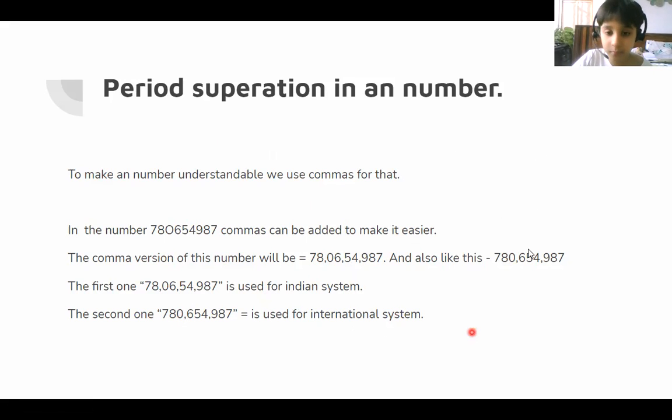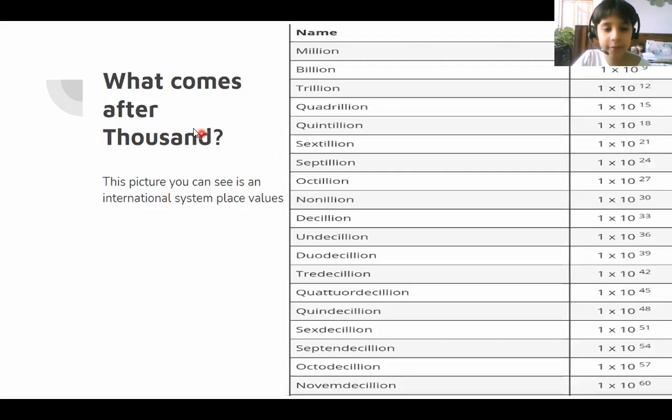What comes after thousand? Many numbers come after thousands. The picture you can see here shows international system place values. These are billion, trillion, quadrillion. Here in billion there are 9 zeros. Going further down, there are numbers with about 60 zeros. Can you believe that? How amazing that is.